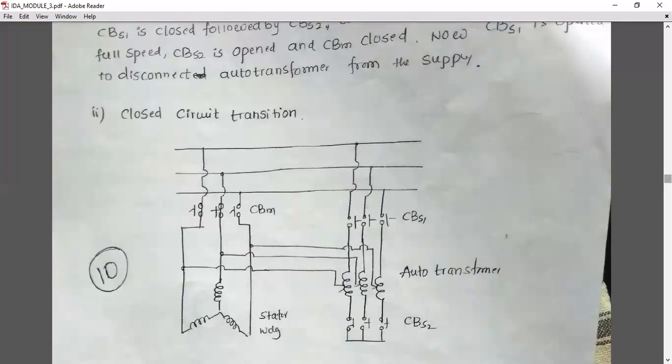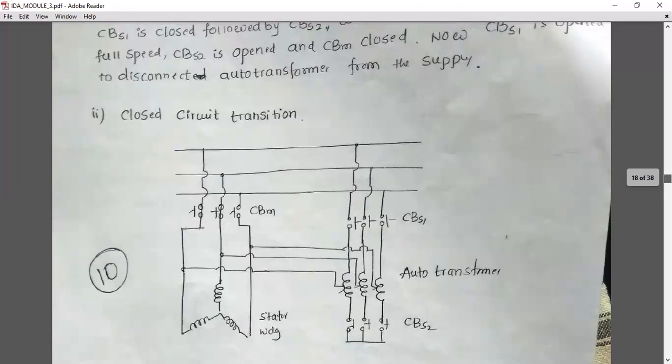Means what? At starting, we should not connect the motor directly to the main supply. That is the reason we connect these starters in the middle. We cannot connect the motor directly to the main supply.